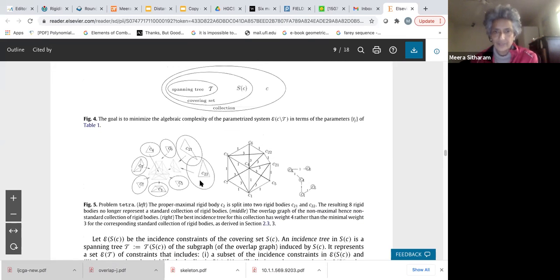So in this case, for example, if we picked C4, C1, C2, and C3, and then it has picked C6 and C5, okay? So if you pick these, then what happens is you end up with the spanning tree having weight 1. So essentially it picks C1, C2, C3, C5 and C6.